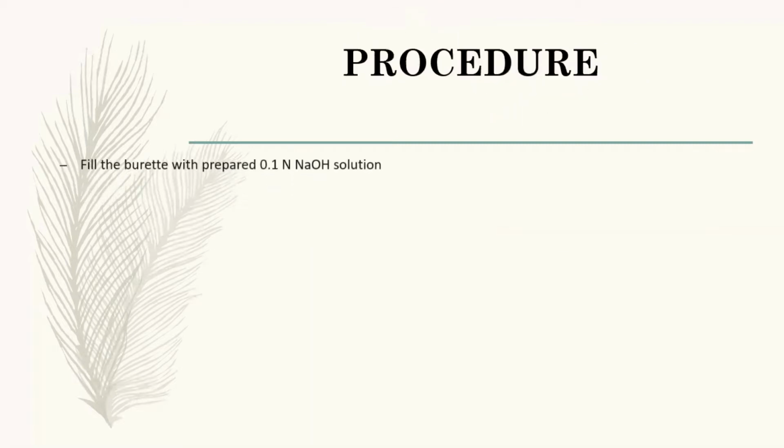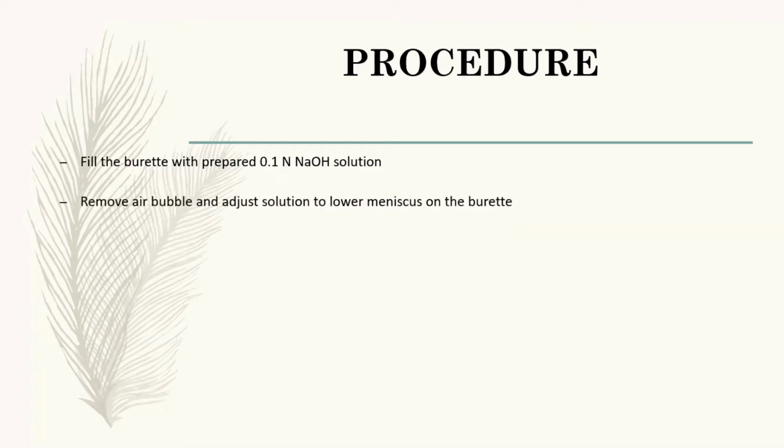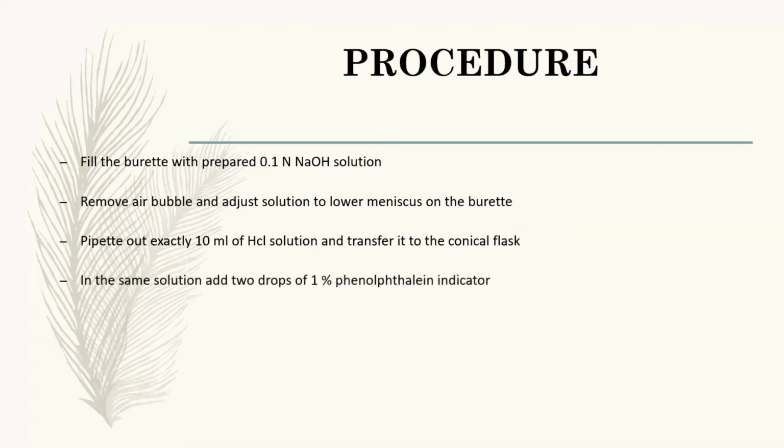Procedure: fill the burette with prepared 0.1 normal NaOH solution. Remove air bubbles and adjust the solution to the lower meniscus on the burette. Pipette out exactly 10 ml of HCl solution and transfer it to the conical flask. In the same flask, add 2 drops of 1% phenolphthalein indicator.